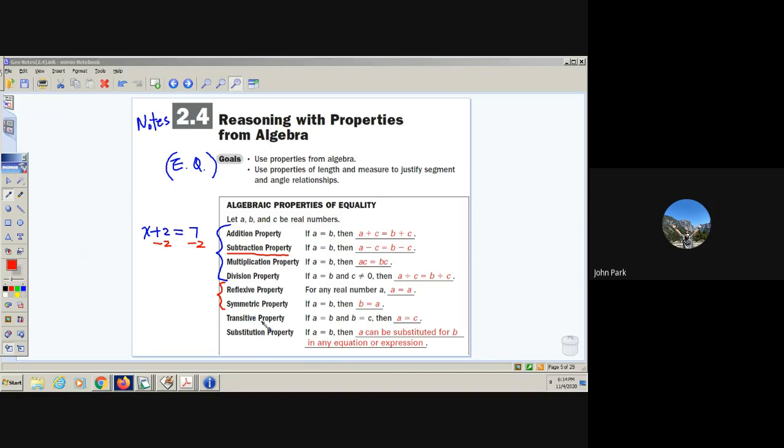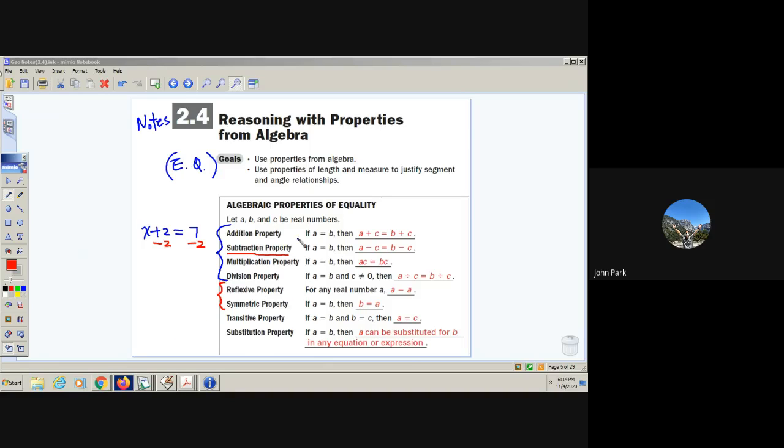Now the substitution property and the transitive property are sometimes interchangeable, or sometimes you can use either one. But the substitution property is a little bit different in the sense that you can substitute anything in the equation with something else as long as they're equal. So if you're changing one variable or anything with something else that's an equal amount or equal value, that's the substitution property, all right? So these are some properties that we're going to use to solve algebraic equations.